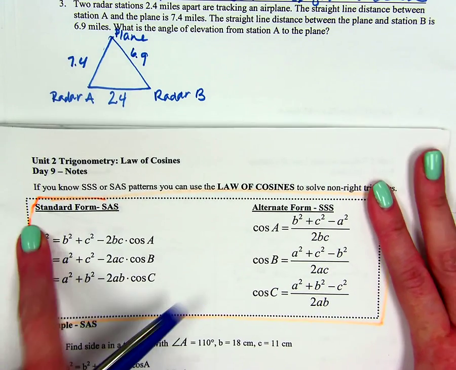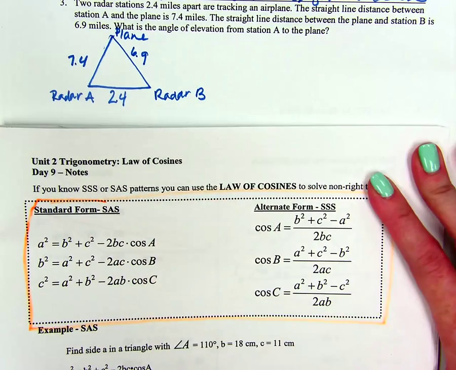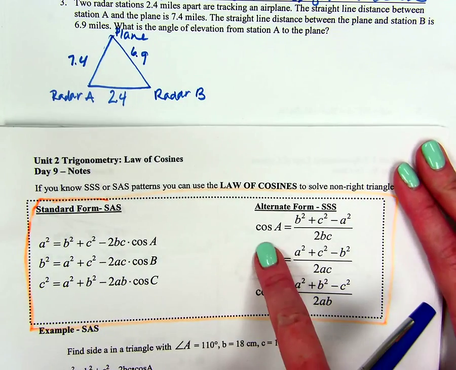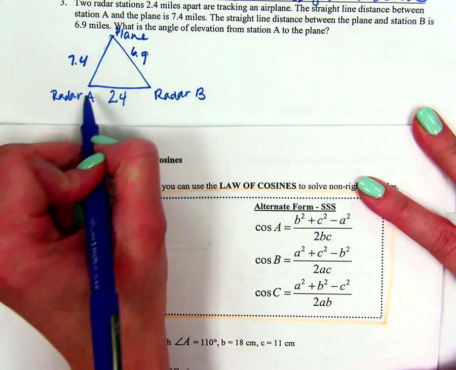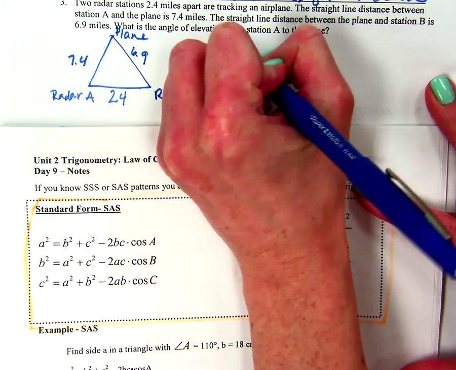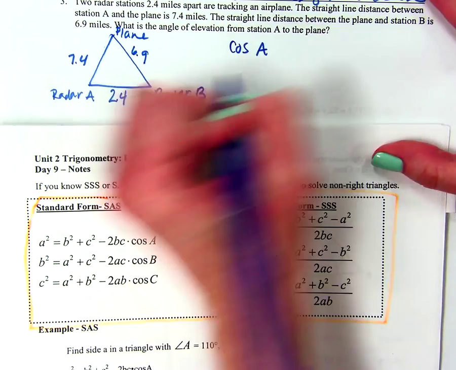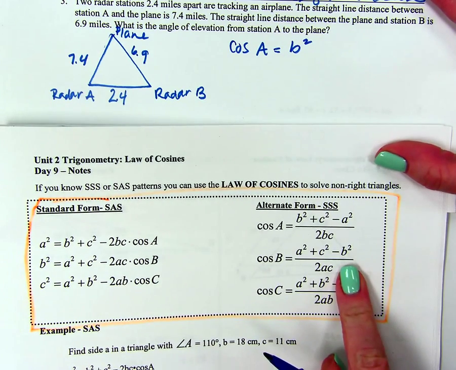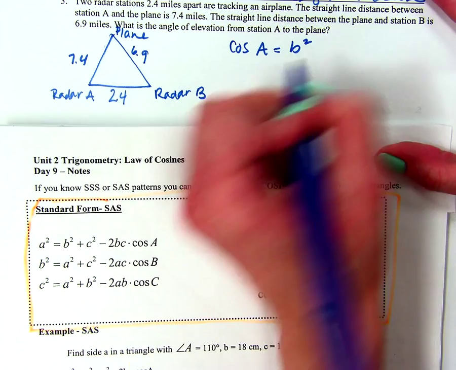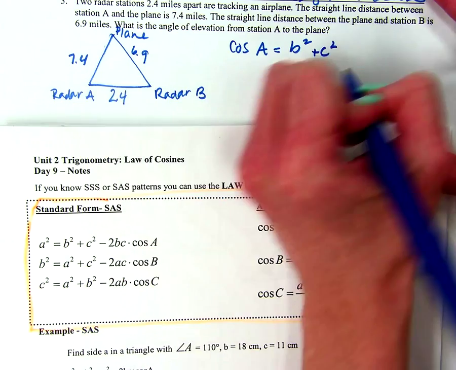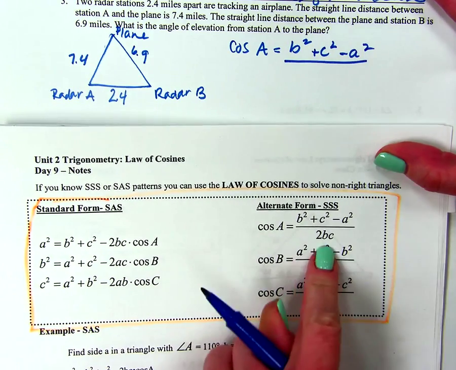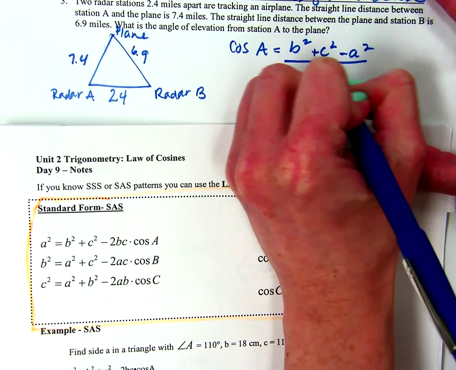I think we said angle A. It says, what's the angle of elevation from angle A? So let's take this first one right here. We're going to solve for angle A. So we're going to write the cosine of A equals b squared plus c squared minus a squared all over 2 times b times c. I'm just copying it right down off of the screen.